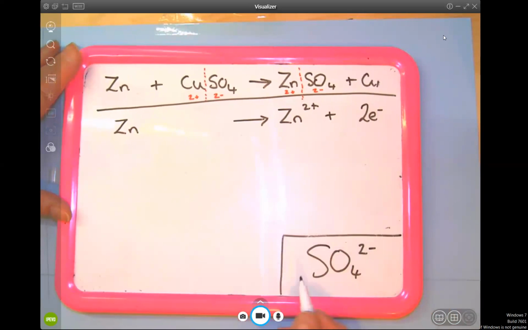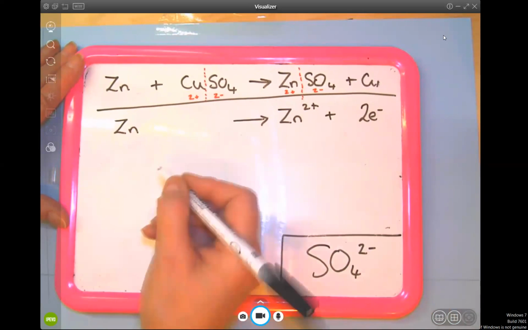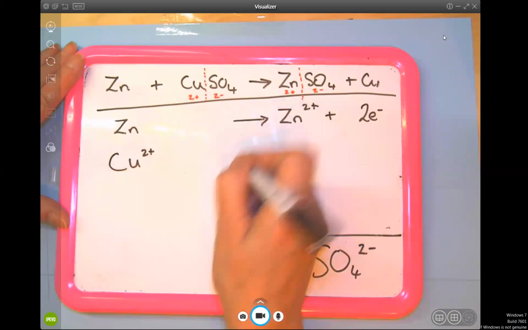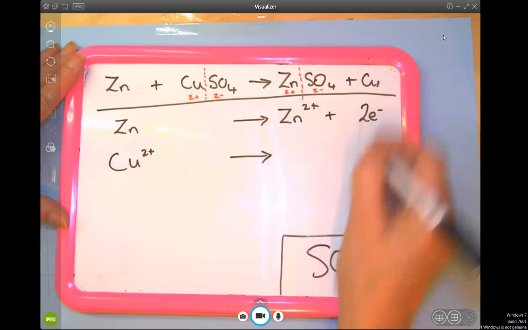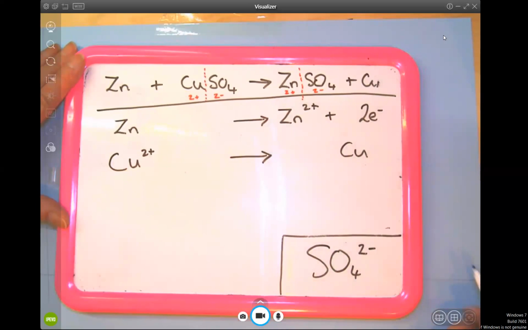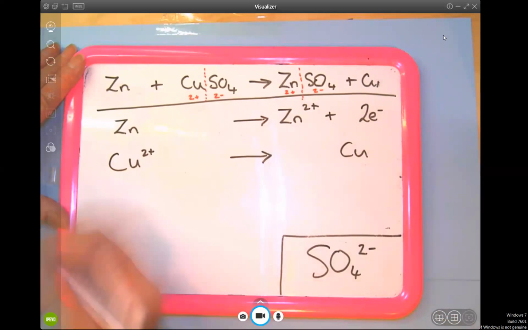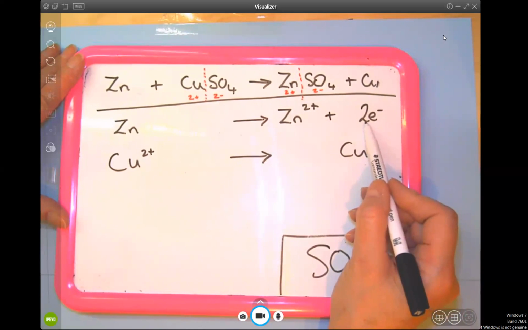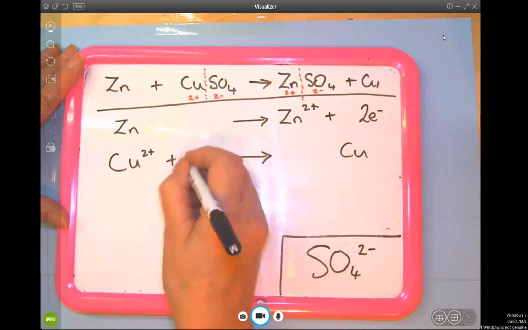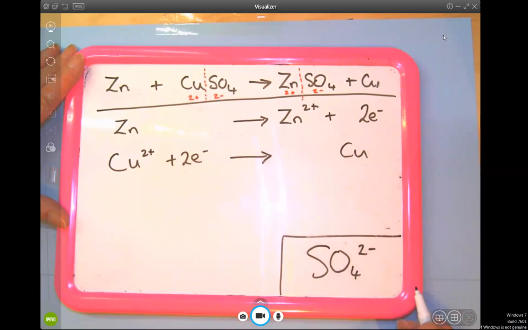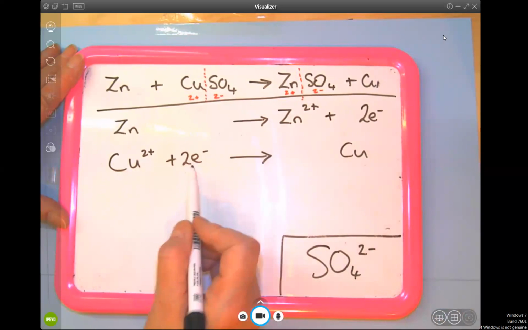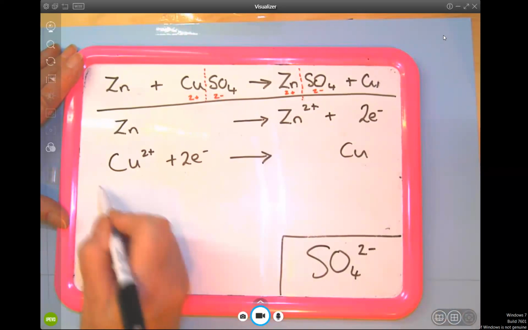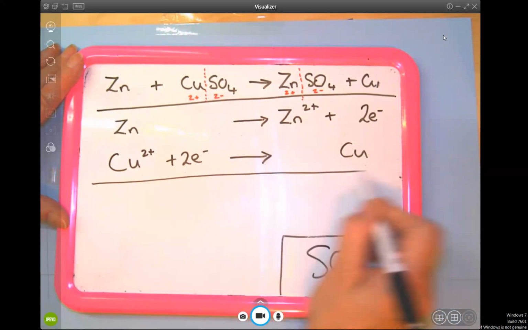Then let's have a look at what happens to the copper. On the reactants part, we've got a copper 2+ ion, and it goes to a copper atom. How does it do that? Well, it must capture 2 electrons. It captures these 2 electrons that zinc has let go. So the copper ion collects the 2 electrons from zinc and becomes copper. So there are 2 half equations.